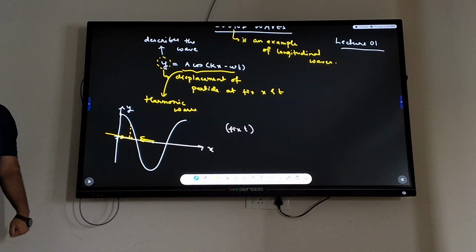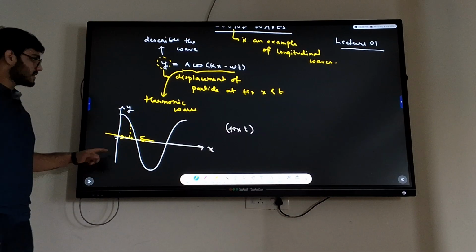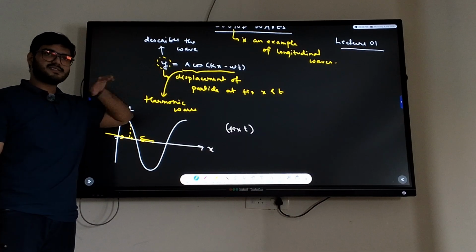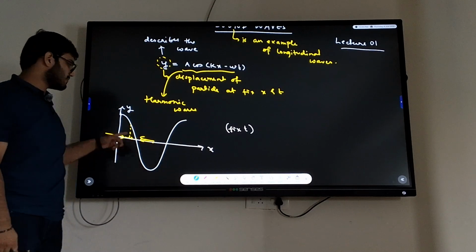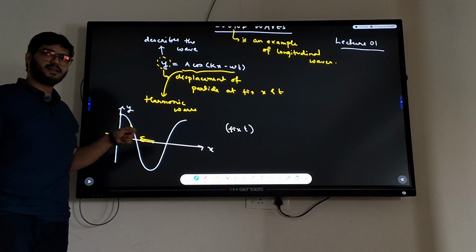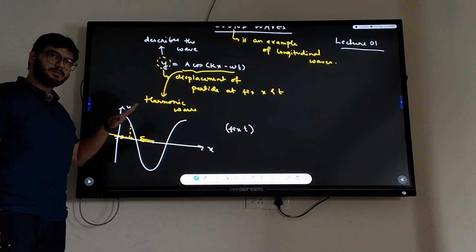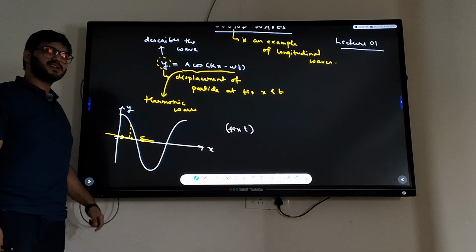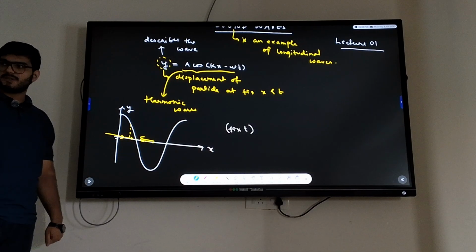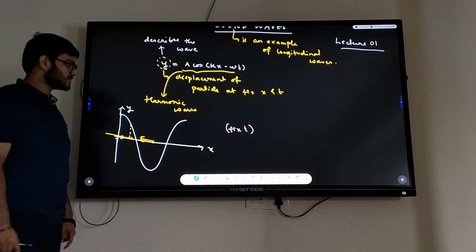Please remember this. Is it okay? Is it okay? Good. This cos graph is just a way to represent how my amplitude will vary, or how my particle is going to get displaced. That's just a function to pictorially represent it. What is the actual motion? These are the actual motions. Does it make sense to you, whatever I have said? Good.